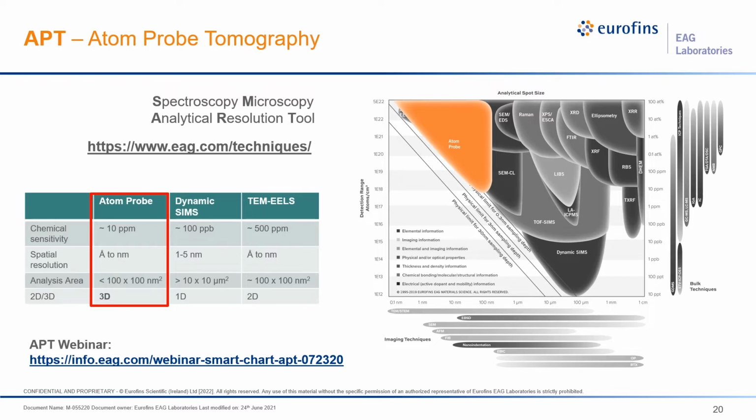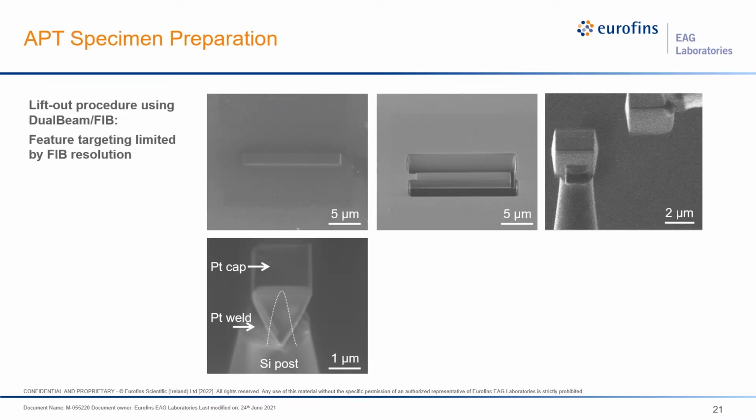And so here on the left, you can see this chart and how it compares to things like SIMS or TEM EELS. You can see it's got very improved chemical sensitivity, spatial resolution comparable to TEM EELS, and the analytical area is fairly small. But what it does give us is three-dimensional data, which is unlike any of these other techniques. That three-dimensional data is a very powerful way to assess these structures and exactly where things are, in ways you couldn't before.